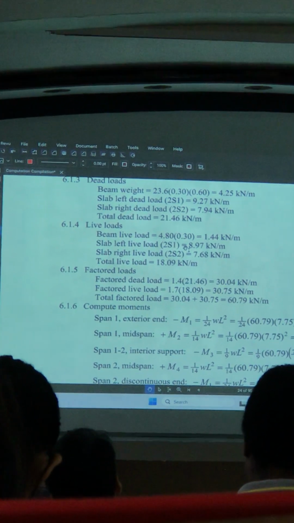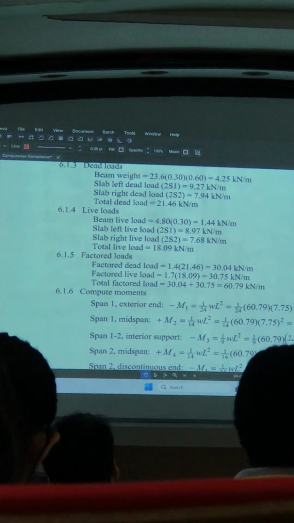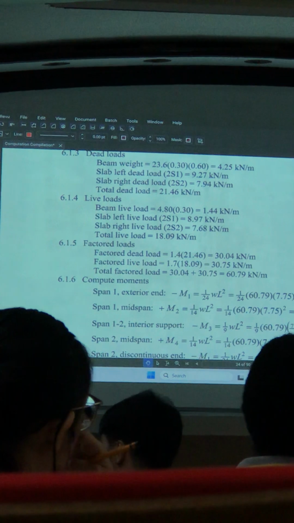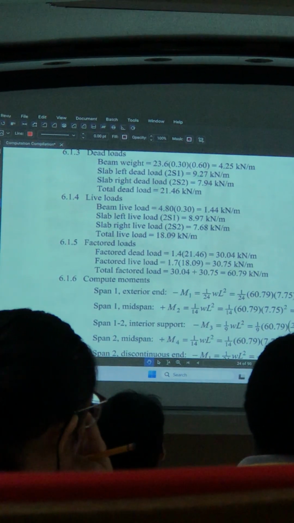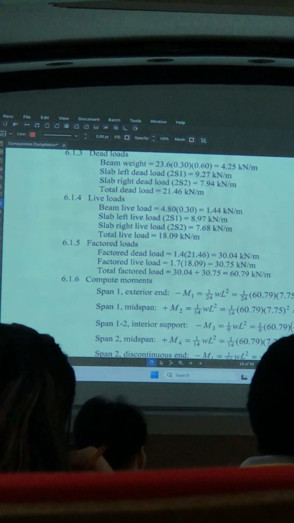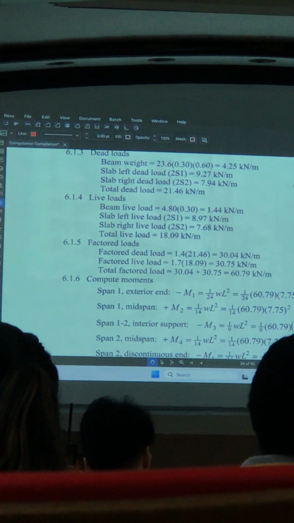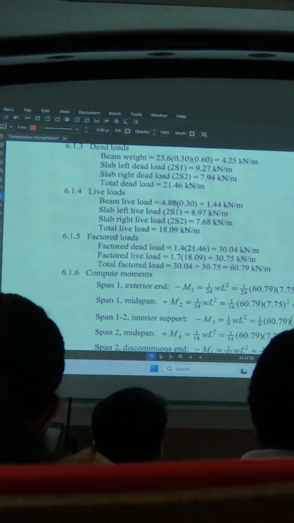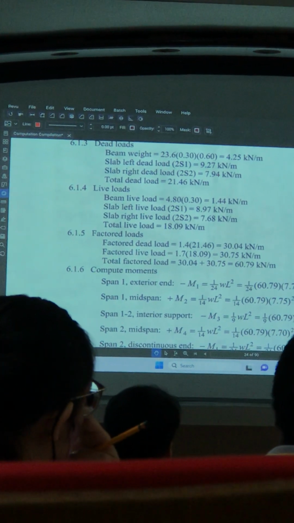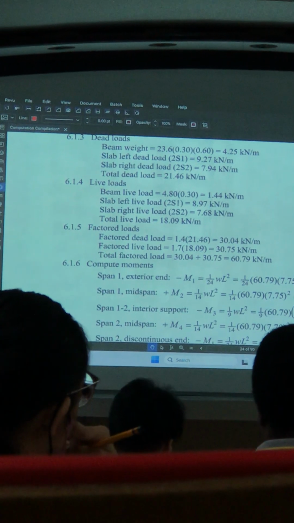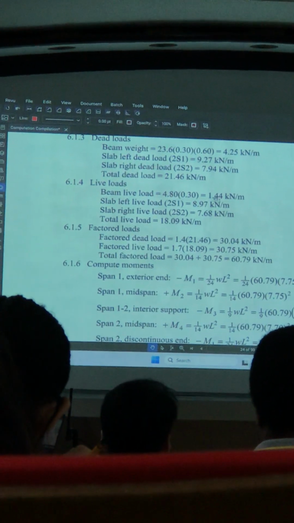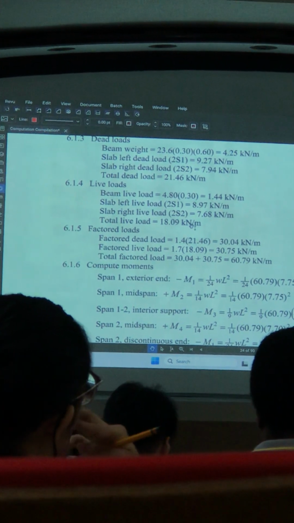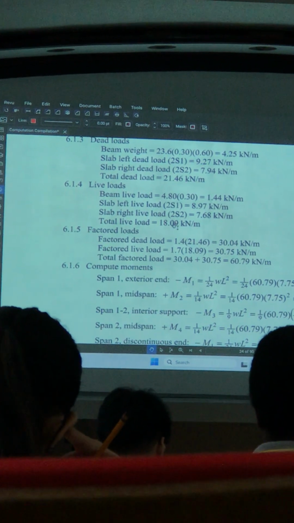Even for the slab beam, remember that in computing the load of the slab, we use the slab beam span. The live load is what applies to the slab, but we also have to take into account the live load directly on top of the beam. So that's the uniform live load of 4.8 kPa times the assumed beam weight of 0.3. So we add this, we get a total of 18.09 kN per meter. So these are what we call the service load.